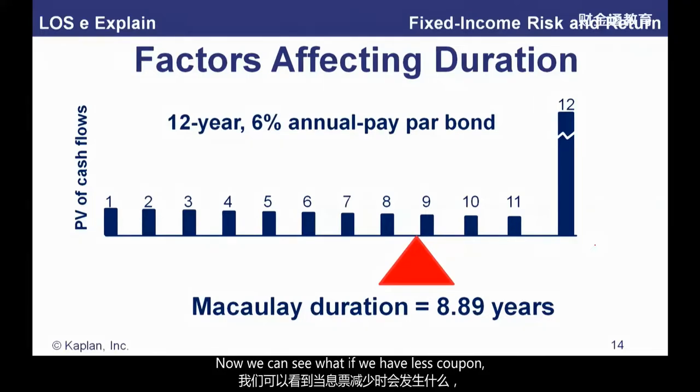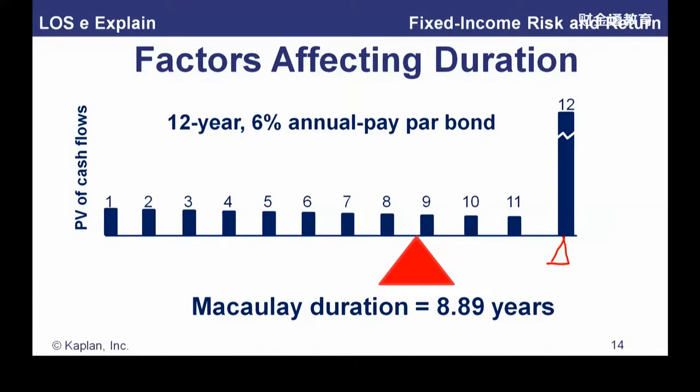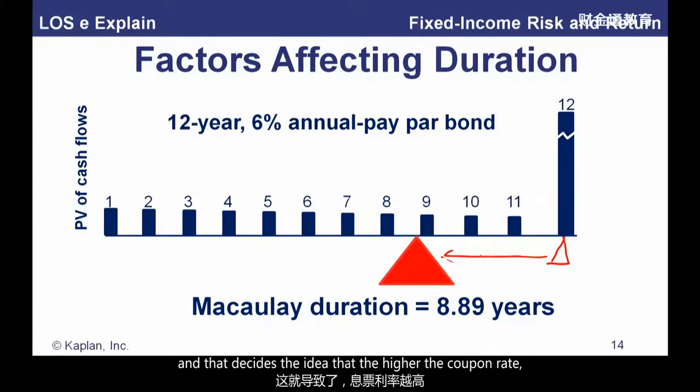And so now we can say, well, what if we had fewer coupons? What if we had a zero coupon bond? Well, if we had a zero coupon bond, it would have to look something like that in order to balance if all those coupons were gone. Now, as soon as we start adding coupons, we've got to move this to the left. And that is this idea of the higher the coupon rate, the lower the duration, the more we're moving in this direction.